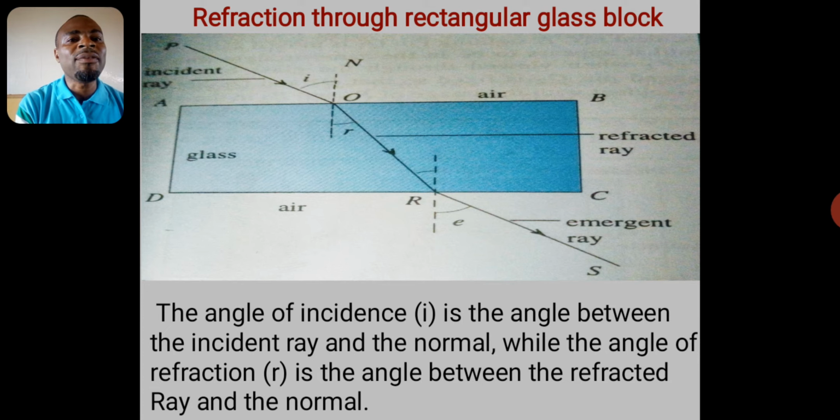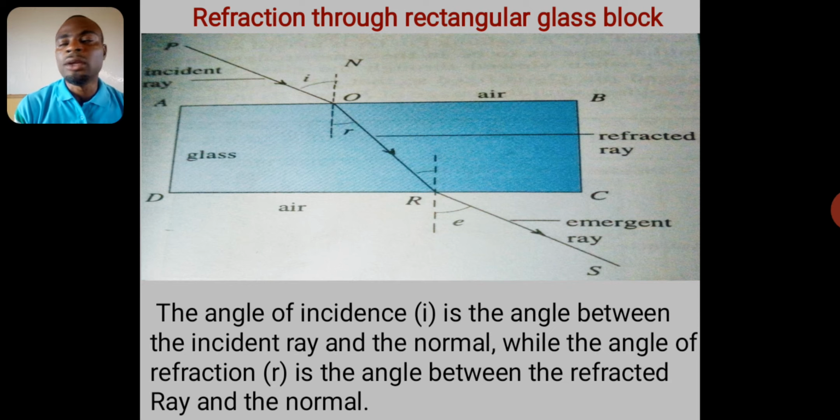After the ray comes out from the glass, there is another angle there labeled small letter e. And what is small letter e? It is the angle between the emergent ray, you can see your emergent ray there, and also the normal. We have another normal for that surface DC, plane surface DC. So the angle between that normal drawn there and the emergent ray is called the angle of emergence.